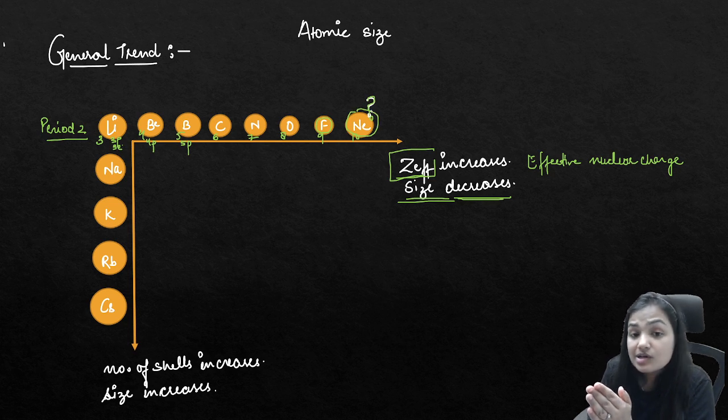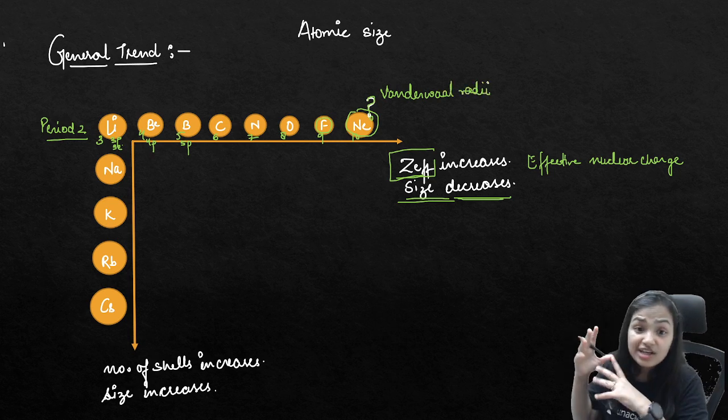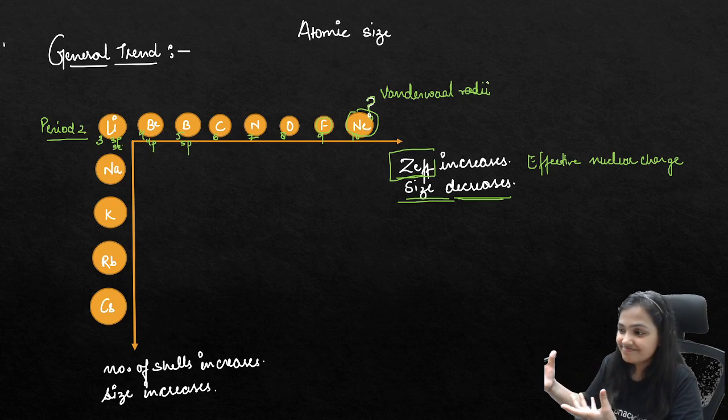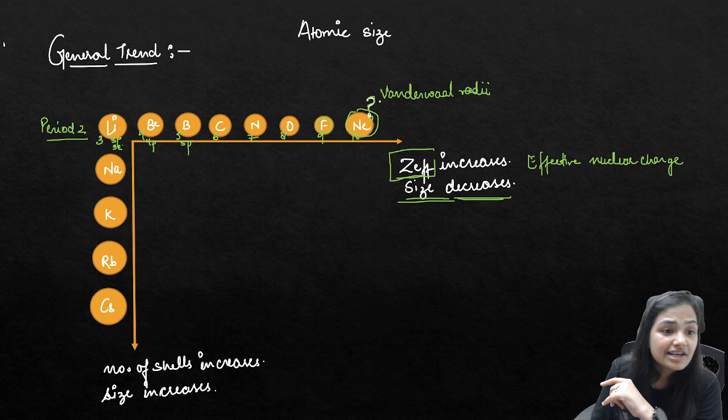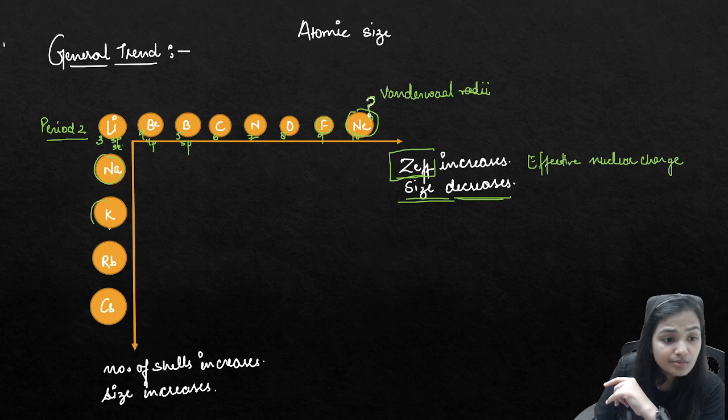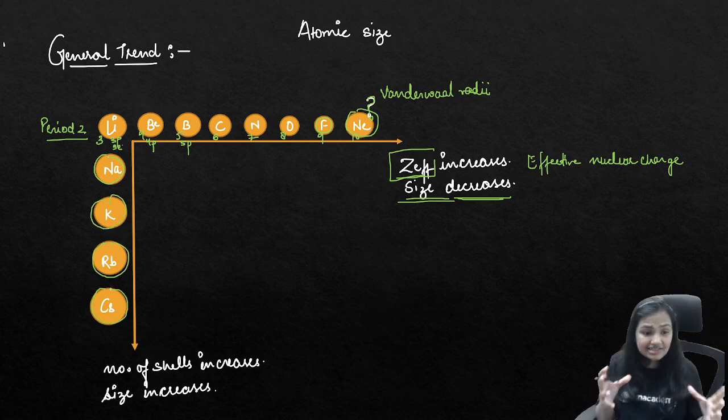Why? Because in the case of neon, we have van der Waals radii. That's the reason why neon is bigger, not smaller than fluorine, because of the van der Waals radii. Clear? Now what happens when we move from top to bottom? When we move from top to bottom, lithium, sodium, potassium, rubidium and cesium, you can see that there is an increase in size.